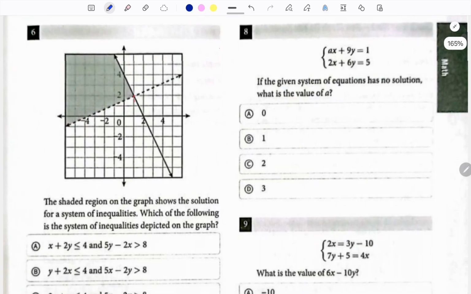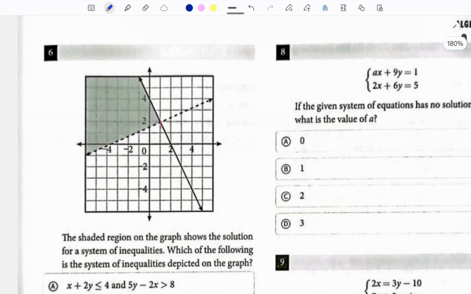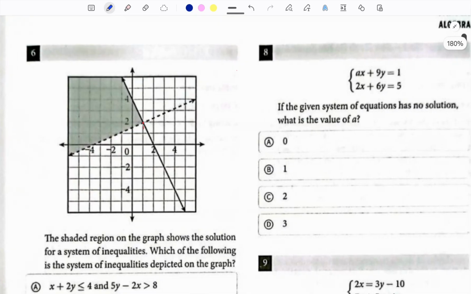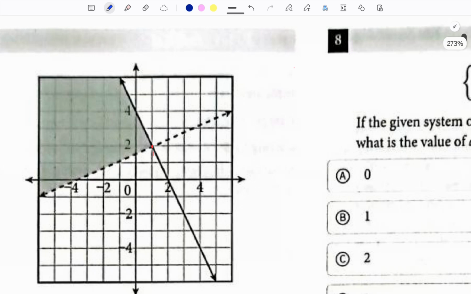The next question, the shaded region on the graph shows the solution for a system of inequalities. Which of the following is the system of the inequalities depicted on the graph? So first let's try to find the equations of each of these straight lines, both the solid one and the dotted one.